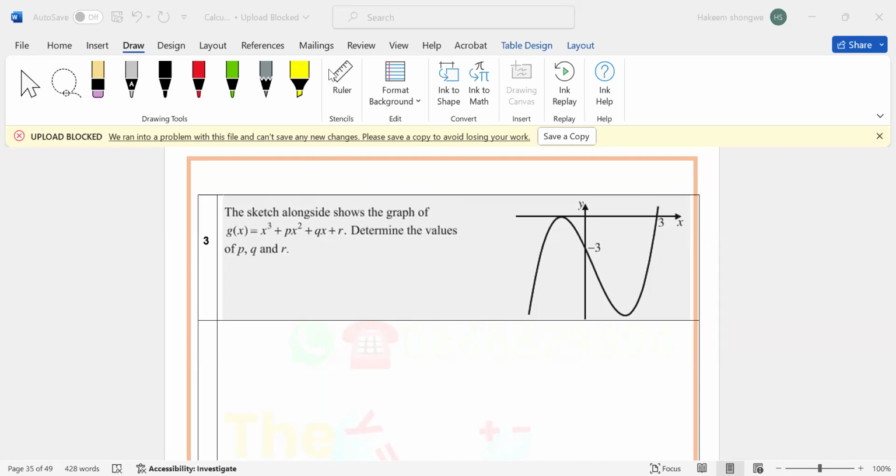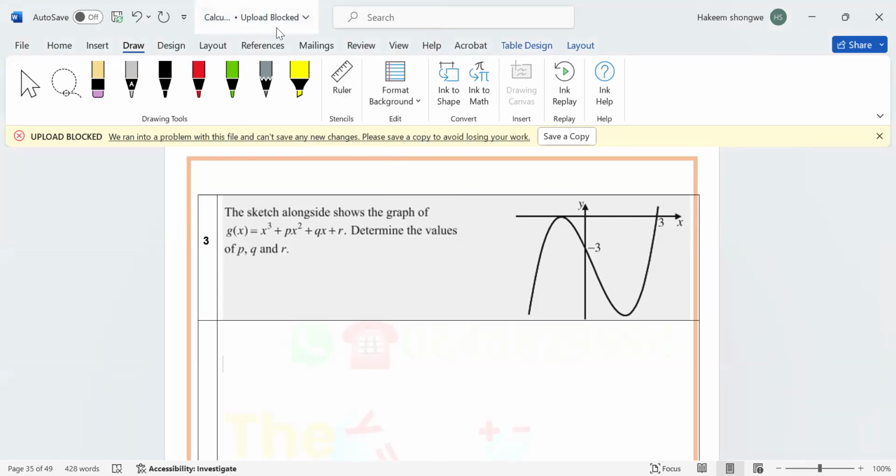Now, this is my advice. If you are given an intercept and you're also given a point, there's no need to use the turning point method that I showed you. You can use the x-intercepts, meaning you have x1, x2, and x3.